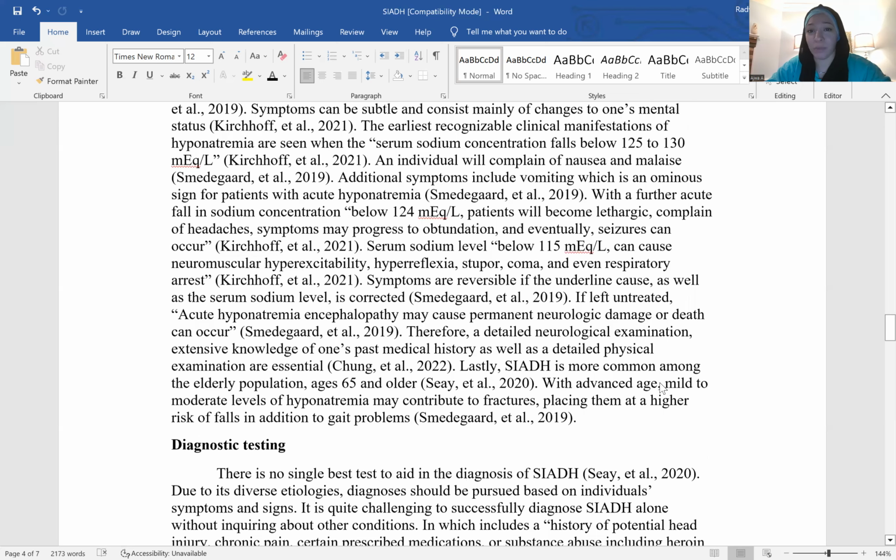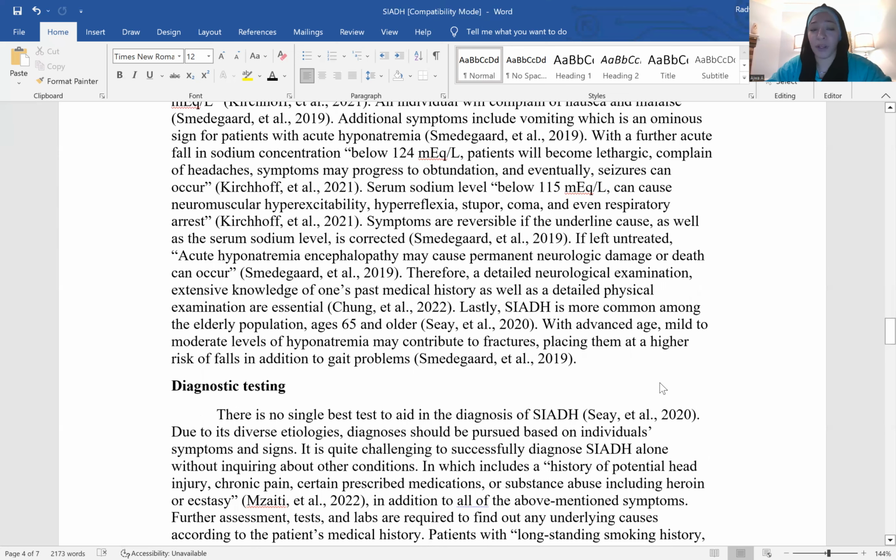The earliest recognizable clinical manifestations of hyponatremia are seen when the serum sodium concentration falls below 125 to 135 mEq per liter. An individual will complain of nausea and malaise. Additional symptoms include vomiting, which is an ominous sign for patients with acute hyponatremia. With a further acute fall in sodium concentration below 124, patients will become lethargic and complain of headaches. Symptoms may progress to being obtunded, and eventually seizures can occur.